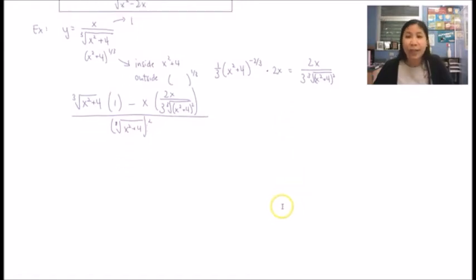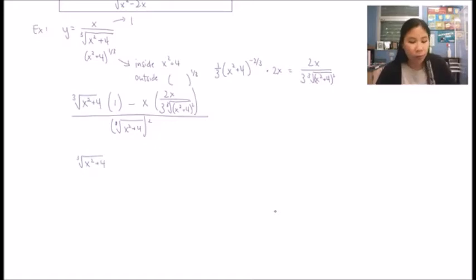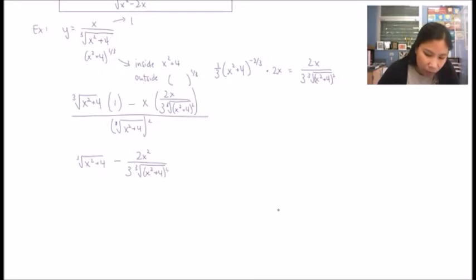So let me just start by multiplying some stuff out, trying to simplify this down as much as possible. So multiplying my radical by 1, I just end up with the cube root of x squared plus 4 still. And then minus, now I've got fractions, so it's going to be x over 1 times the 2x on top will be 2x squared over that crazy denominator of 3 times the cube root of x squared plus 4 squared. Oof. Fractions on top of fractions, let me tell you.